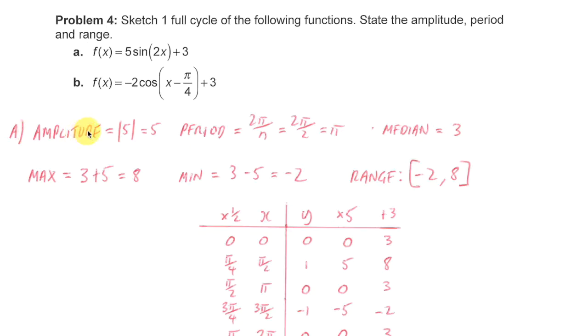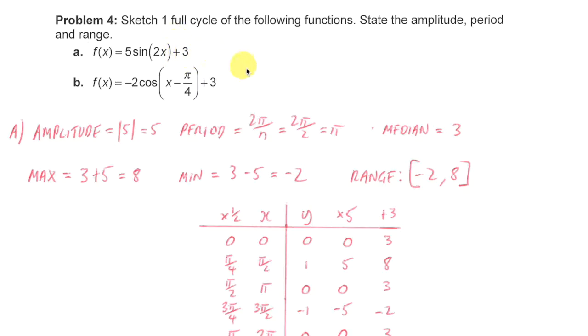So for A, the amplitude is the magnitude of this number here, and so that's going to be positive 5. The period is 2 pi on n, so 2 pi on 2. And we get pi. Our median will be the part that we add on the very end here, so plus 3.